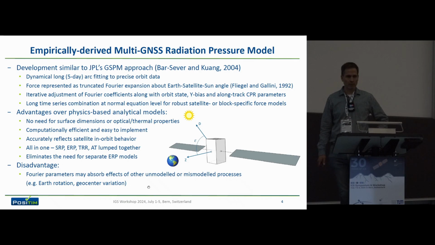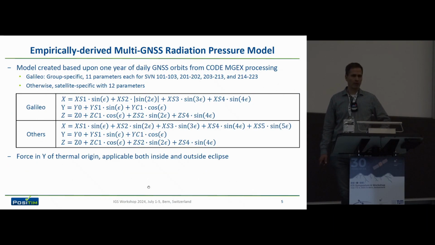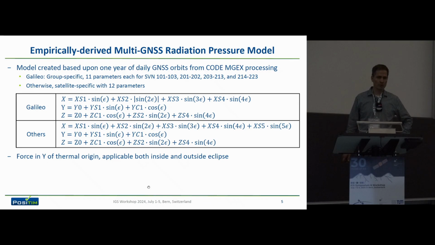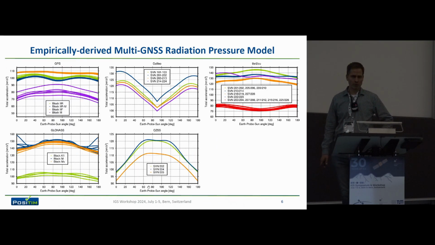This is how the model looks. For all group satellites, we have the same set of coefficients, 12 coefficients, satellite-specific. Unlike that, for Galileo we have decided to do a group-specific model. So we have 4 groups of satellites, 1 parameter less, only 11 parameters. And this is basically the two different model equations. This slide shows you how the force looks as a function of the Earth-Sun angle for the 5 different GNSS systems. An interesting slide, I think, because it shows how different the forces really look.